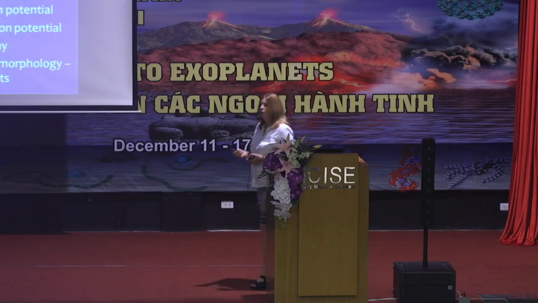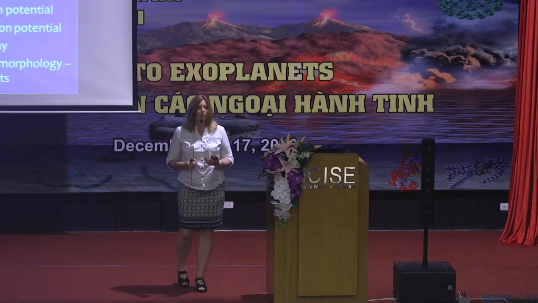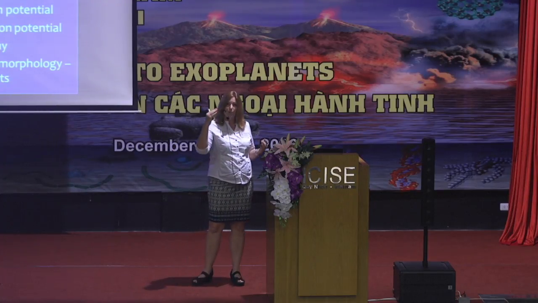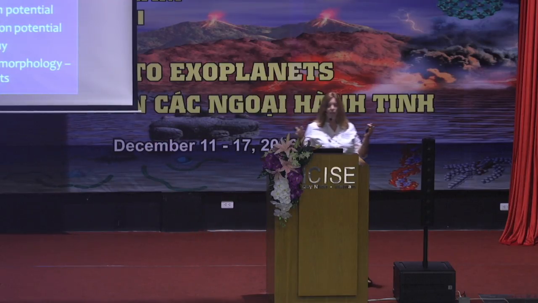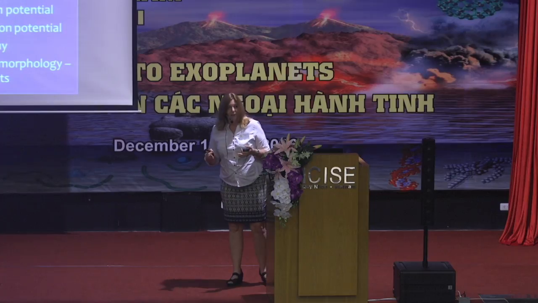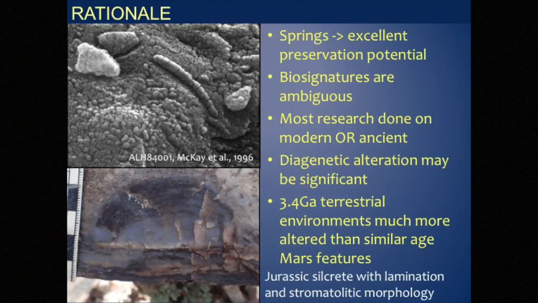When we're sending rovers to Mars, we have limited resources, limited time, limited energy, and limited measurements. So we need to be able to identify macroscopic features that will help us identify potential biosignature targets. Springs, both hot and cold springs, have excellent preservation potential. They also have excellent production potential, but nevertheless, biosignatures are ambiguous, as we've seen.